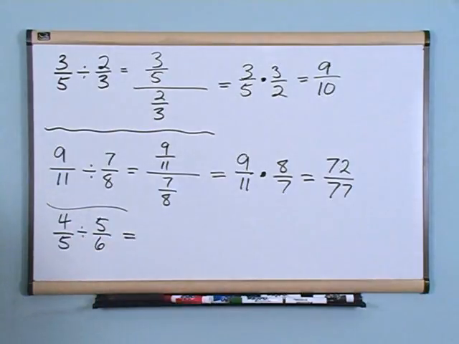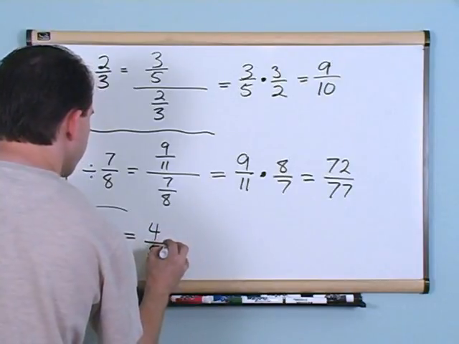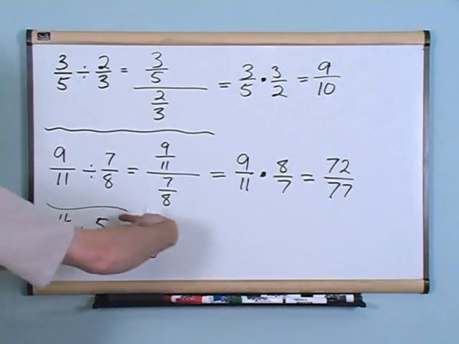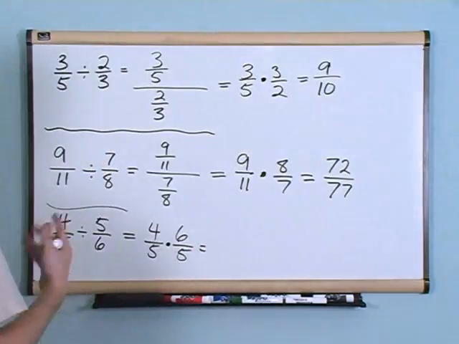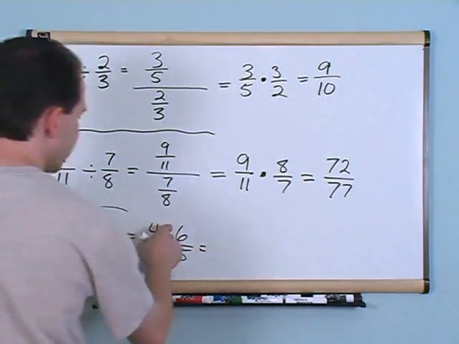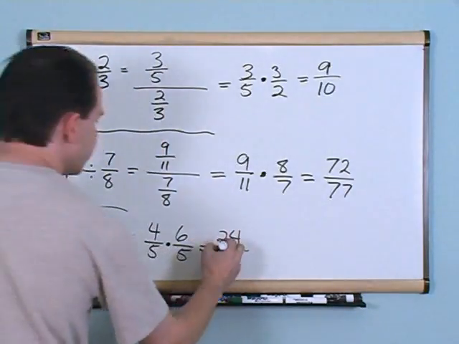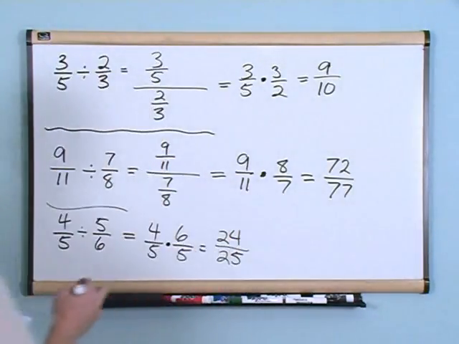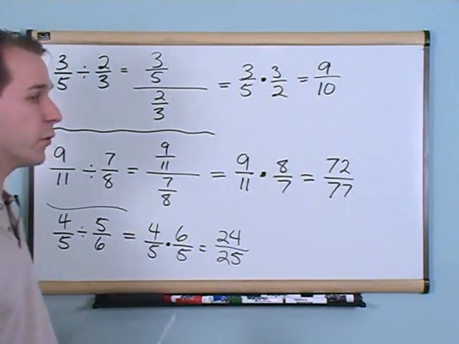Okay, so what I'm going to have here is 4/5 multiplied by, and I'm going to take the second fraction and flip it over, it's going to be 6/5. And then at this point I just do it like multiplication. 6 times 4 gives me 24, and 5 times 5 gives you 25. So the answer is 24/25, and there's nothing more I can really do to simplify that anymore.